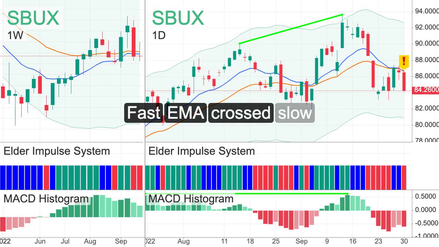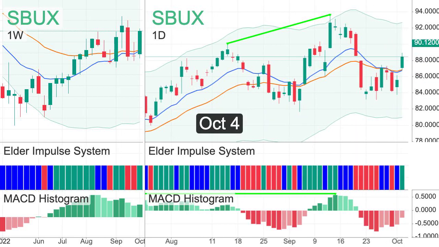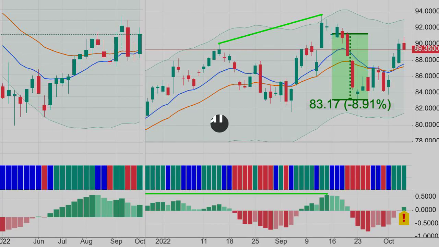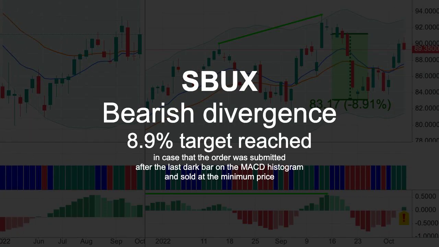Fast EMA crossed slow EMA. MACD histogram crossed the zero line. 8.9% target reached.